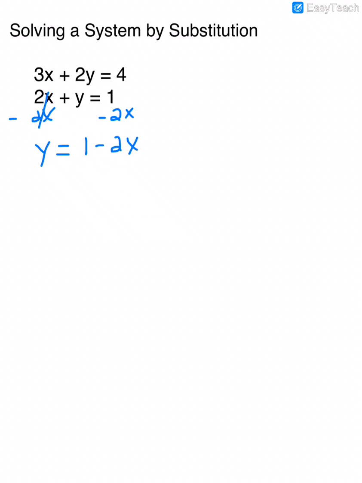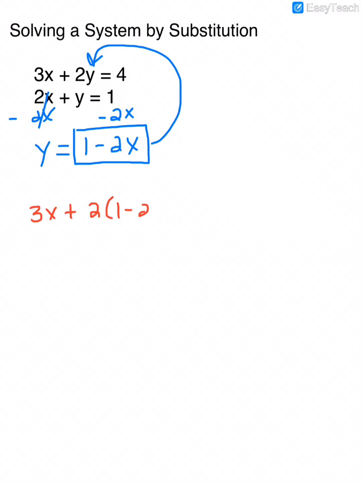And now I'm going to take what y is equal to. So y is equal to 1 minus 2x, and I'm going to substitute that into the other equation for y. Since y equals 1 minus 2x, I can replace y with what it's equal to. Okay, so if I take that and I plug it into the other equation, I get 3x plus 2 times 1 minus 2x. Anytime we substitute something in, we plug it in parentheses.